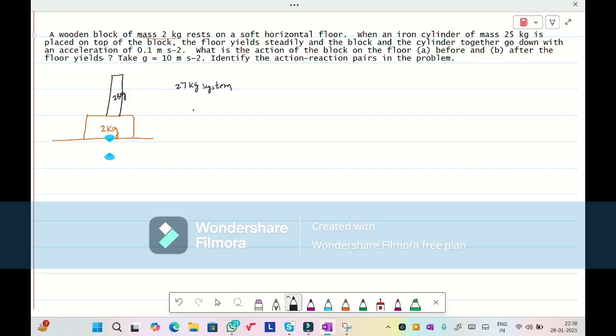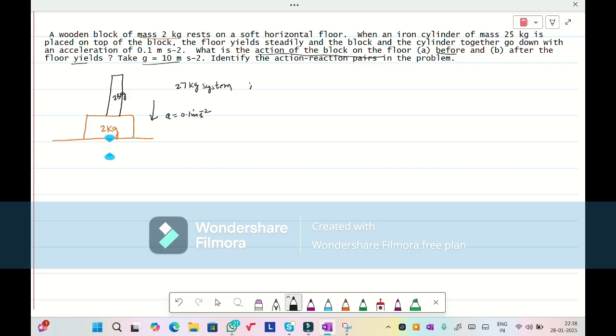Together they go down with acceleration 0.1 meter per second squared. So what is the action of the block on the floor, before and after the floor yields? Take g equal to 10. Identify the action-reaction pair.